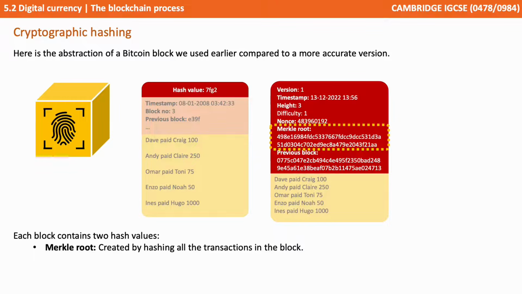Now this was actually an oversimplification. So here is the abstraction of a Bitcoin block we used earlier compared to a more accurate version on the right. Each block contains two hash values. There's the Merkle root, created by hashing all the transactions in the block, and also the previous block hash. That's the hash of the previous block's header.